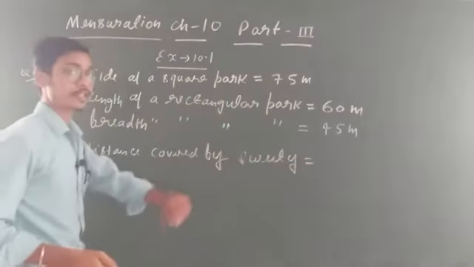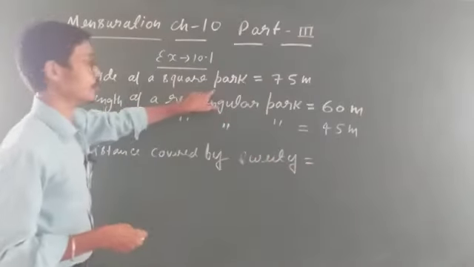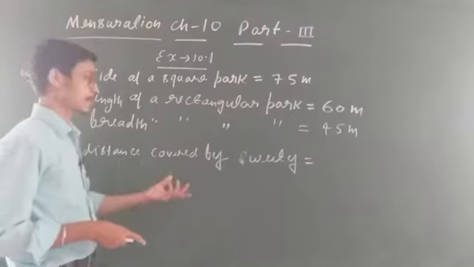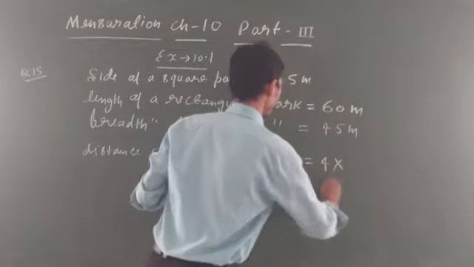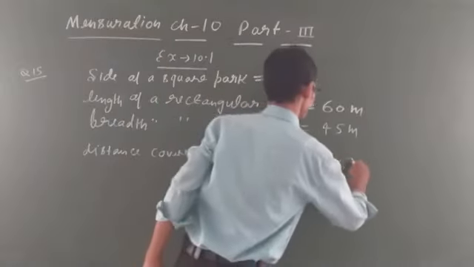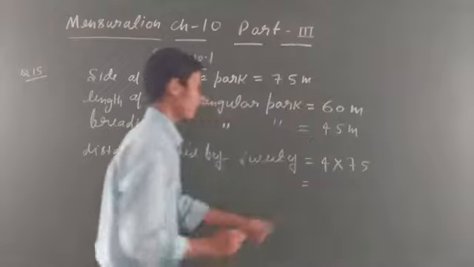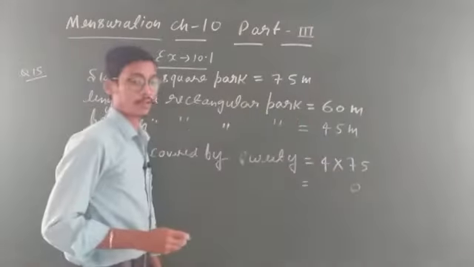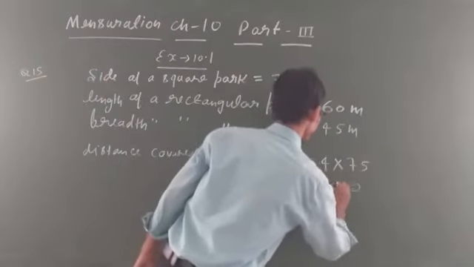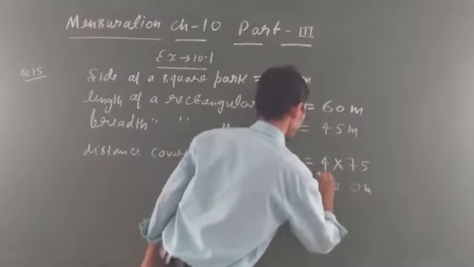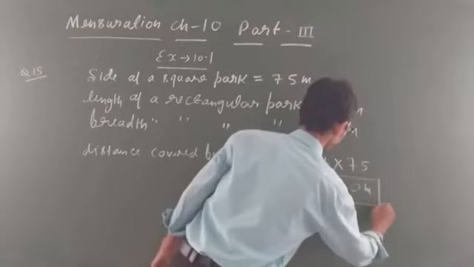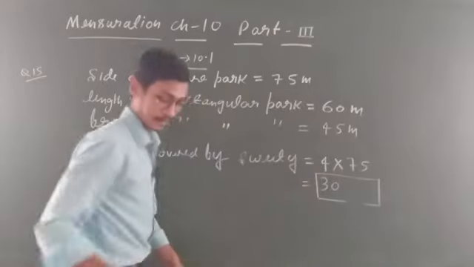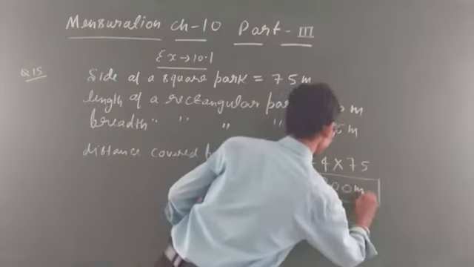So how will you find the distance covered by Sweetie, student? Side of a square is given as 75 meter. You know that the perimeter of a square is equal to 4 into side. So 4 into 75. Clear? 4 fives are 20, 4 sevens are 28, 28 plus 2 is 30. So this is the total distance covered by Sweetie, which is 300 meter.